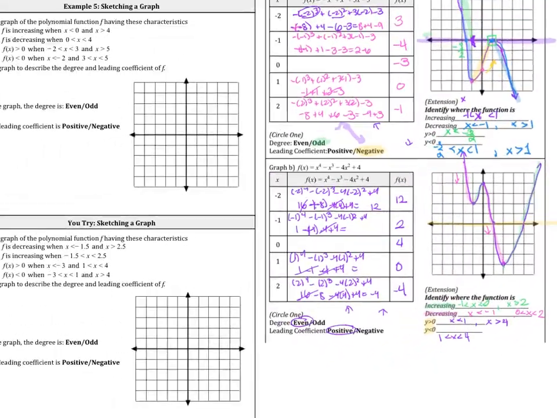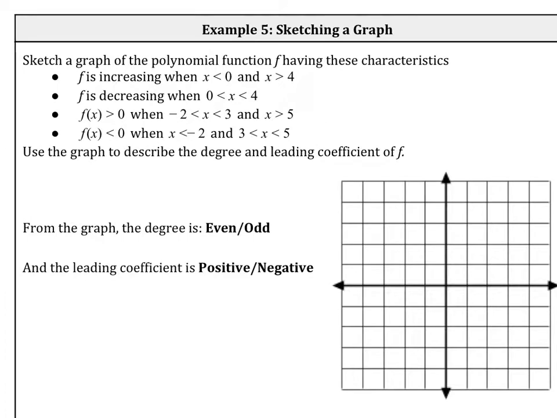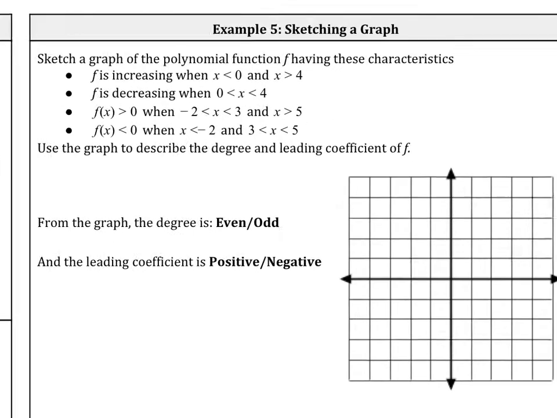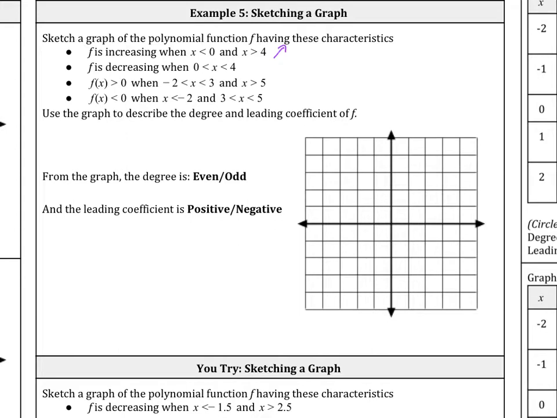Now to go a step further, now that we have that information, let's try and sketch a graph. So f is increasing when x is less than 0 and greater than 4. Increasing means that it's going up. So increasing when x is less than 0, so here is our 0, so I know it's increasing here.